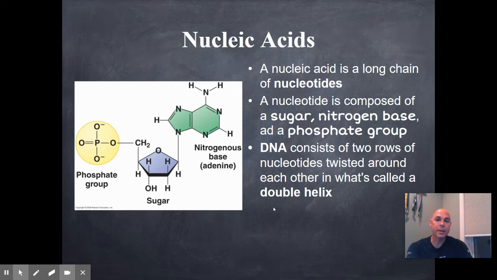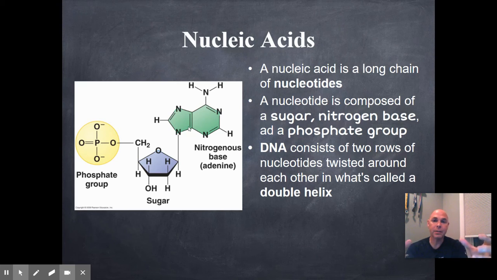So DNA would consist of 2 rows of these nucleotides joined together. And if you imagine that it's a ladder and you're climbing the ladder, the sides of the ladder would be repeating phosphate and sugars, and then the rungs of the ladder would be the nitrogen bases. And there are 4 different nitrogen bases: adenine, thymine, guanine, cytosine. In RNA, we remove the thymine and replace it with something called uracil. And these nitrogen bases form those rungs of the ladder.